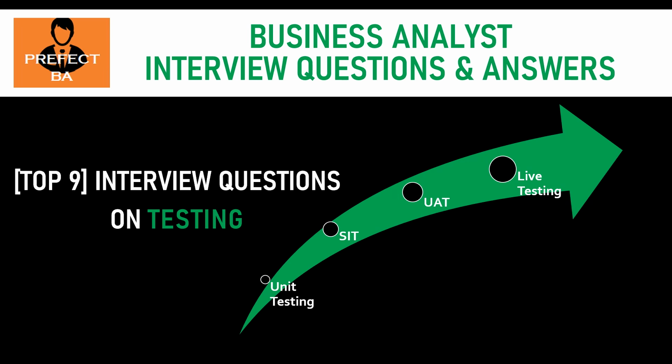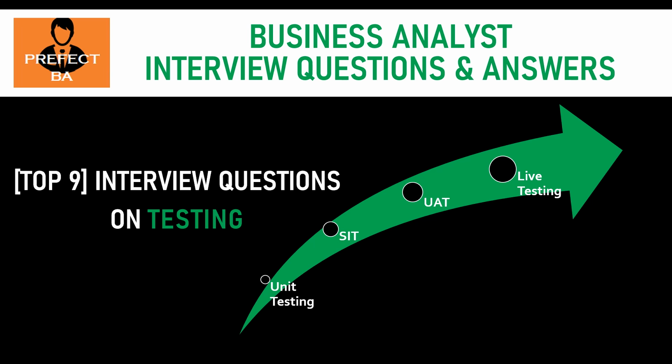I've summarized it in this particular diagram. So the first level of testing is called unit testing, and it is done by the developers. Once they've written the code, they check if everything works fine as per the requirement. The second level of testing is called SIT, or system integration testing.